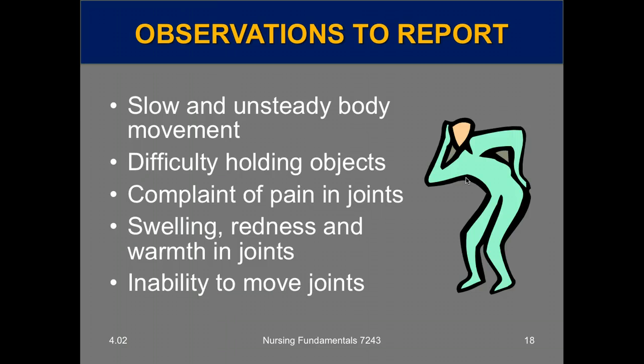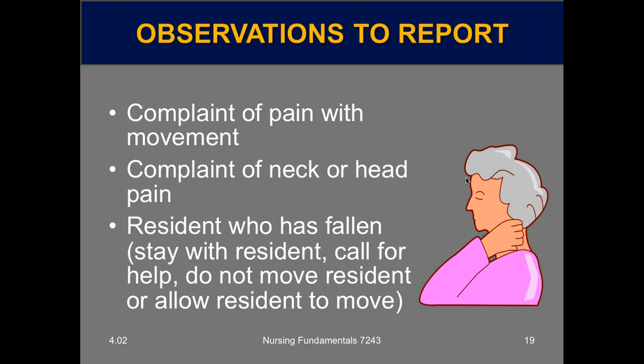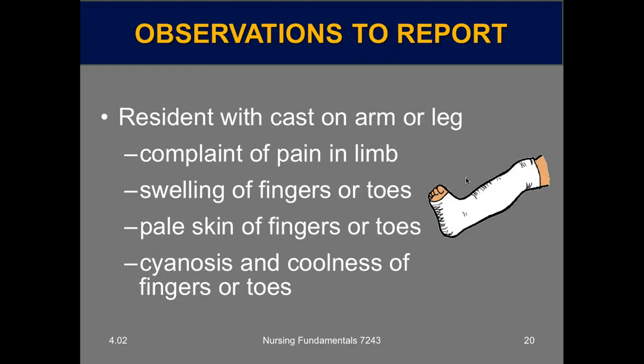Things that you need to report are slow and unsteady body movements, difficulty holding objects, complaints of pain in the joints, swelling, redness, and warmth in the joints, and oftentimes an inability to move the joints. You need to make sure you report those. Also report complaints of pain with movement, and complaints of neck or head pain that is different from normal for that resident. If a resident has fallen, you need to make sure you stay with them and call for help. Do not move them or allow them to move.